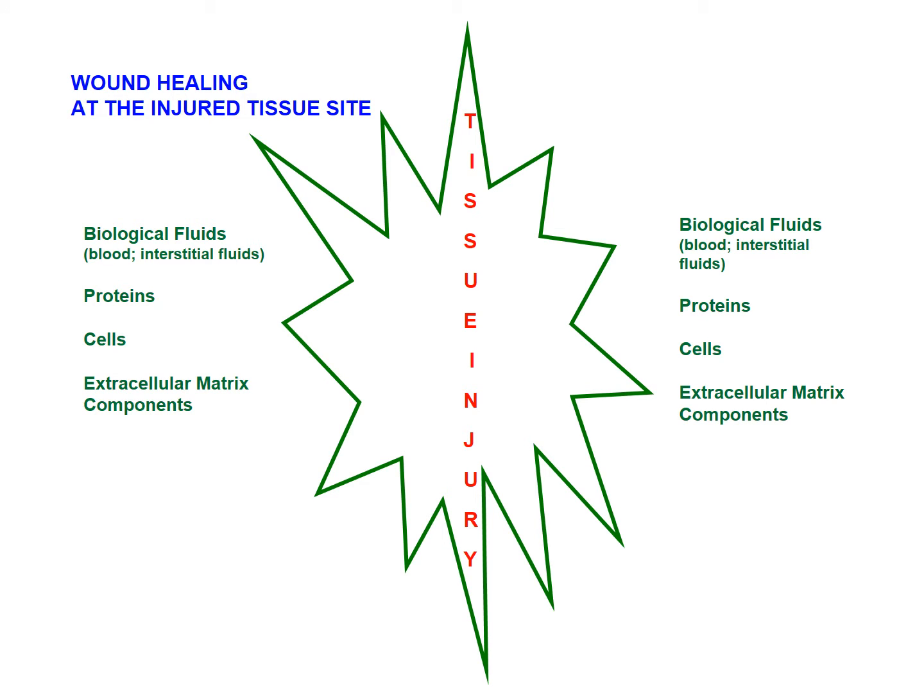This slide, which we saw earlier in the course, is a reminder that at the injured site of a tissue, the process of wound healing takes place when the two sites, which are composed of similar or the same biological fluids, proteins and cells and extracellular matrix components, work during the process of normal wound healing to bridge over this particular gap and re-establish the continuity of the original tissue.